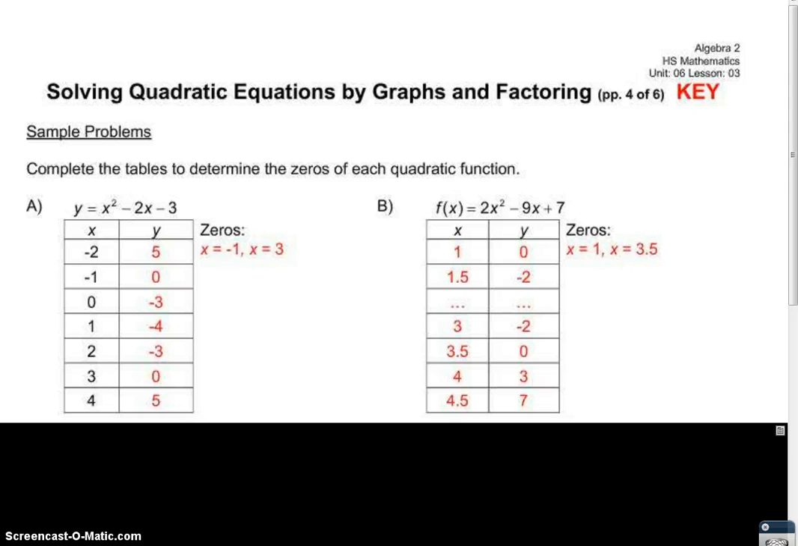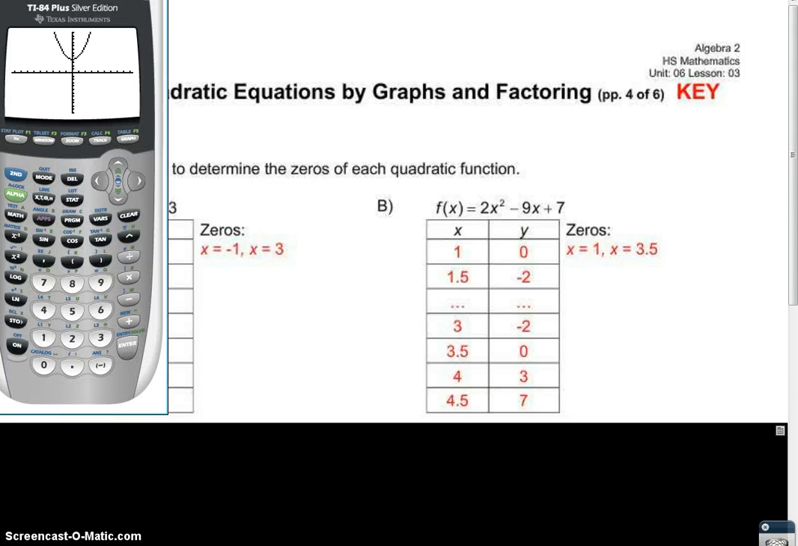Okay, looking at sample problems, it says complete the tables to determine the zeros of each quadratic function. If I go to my calculator in part A, it says I've got x squared minus 2x minus 3. So go to y equals, and you type in x squared minus 2x minus 3. And we're going to fill out the table. So go to second graph. It says I want to go from -2 to +4. So I'm going to fill out my table. I have 5, 0, -3, -4, -3, 0, and 5.